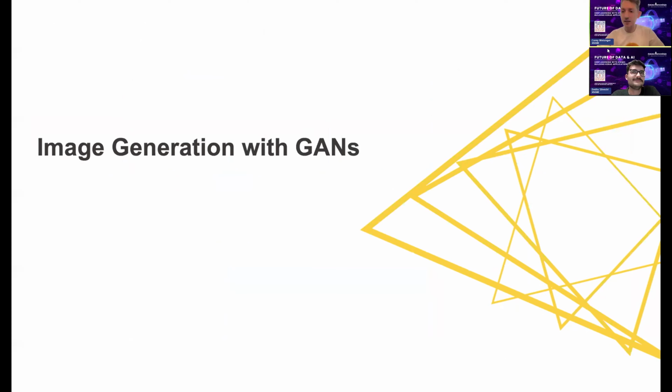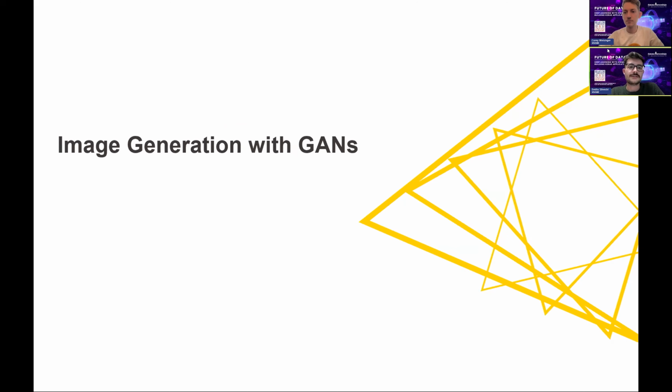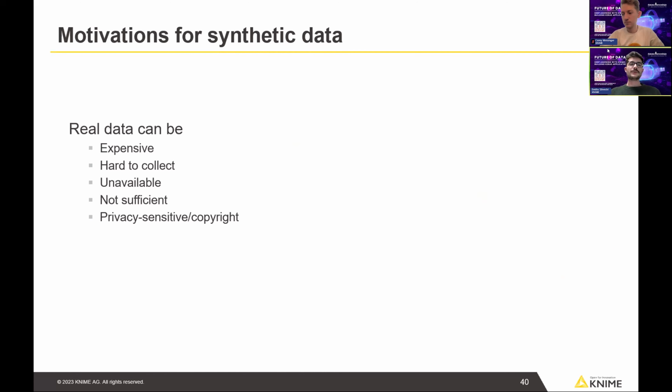And then for the next use case, I'm going to pass it back to Emilio to talk a little bit about how GANs can be implemented in KNIME. Thank you, Corey. Now we are at the last use case of today, and my use case is about image generation using GANs. First of all, I want to give you some motivations about why we need synthetic data in the first place.